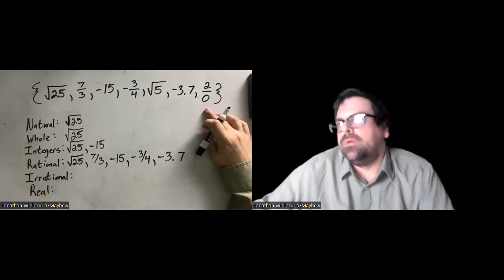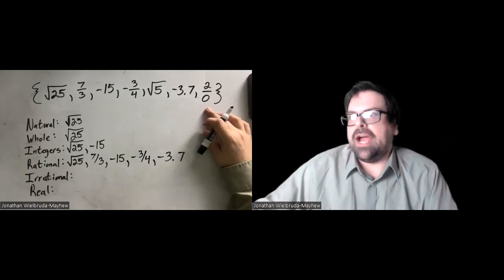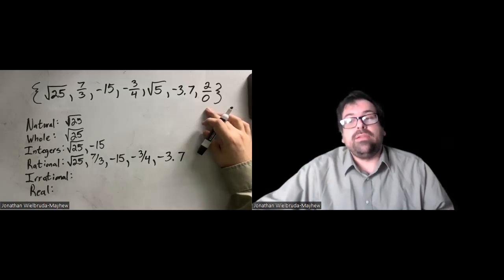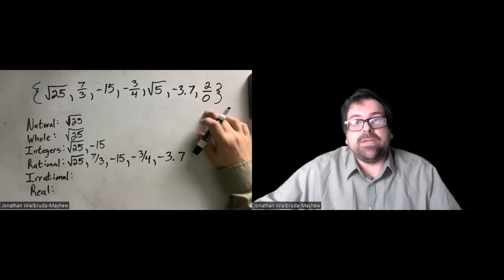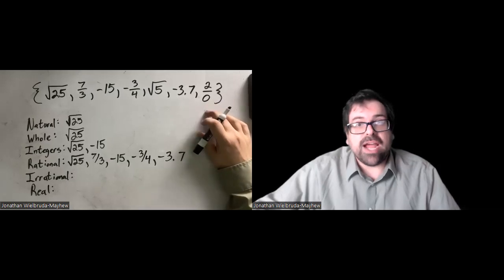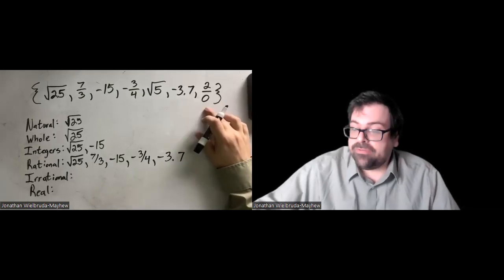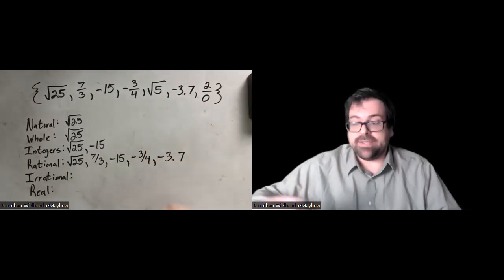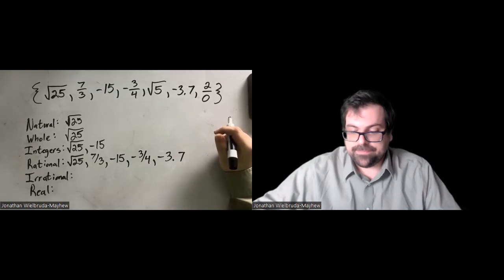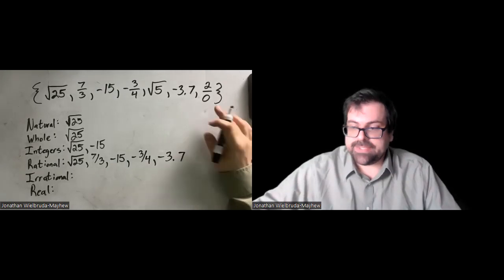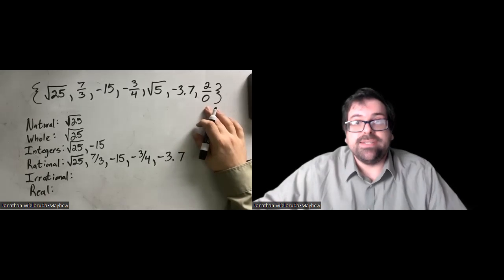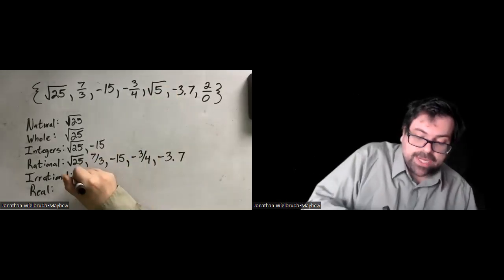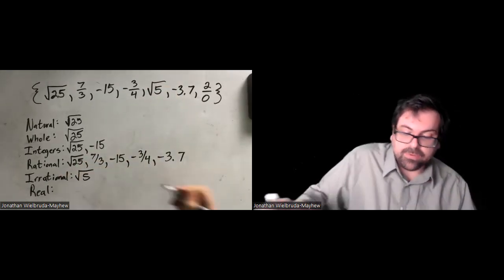And 2 over 0. It looks like a fraction, but the number one rule of math is that you can never divide by 0. You cannot have 0 on the bottom of a fraction. And therefore, 2 over 0 doesn't exist. It can't be any of these things. It's not irrational. It just doesn't exist. The only irrational number we had was the square root of 5.